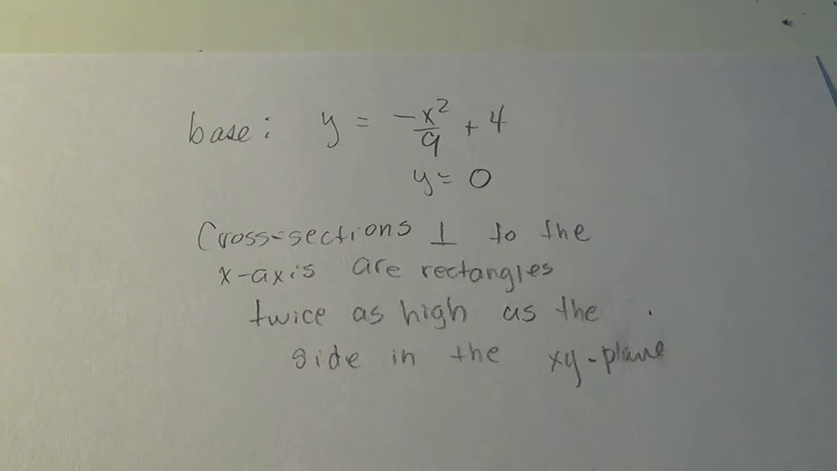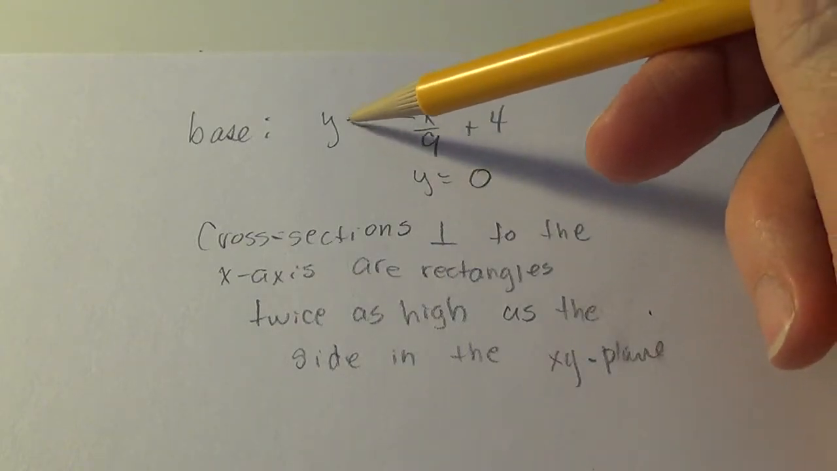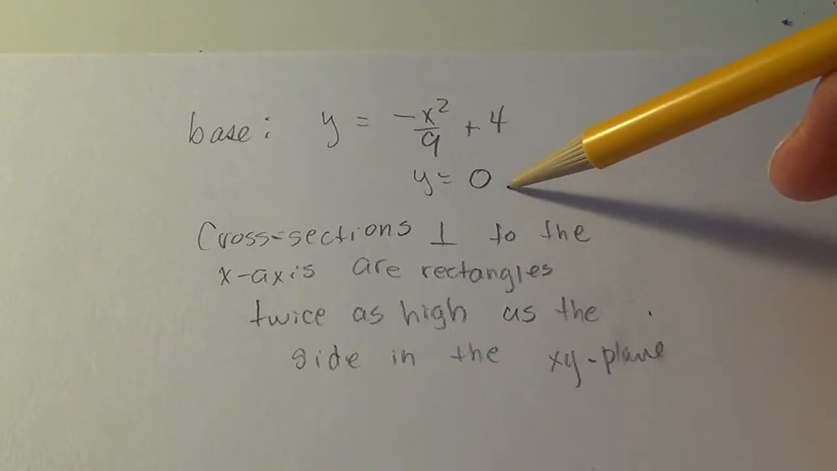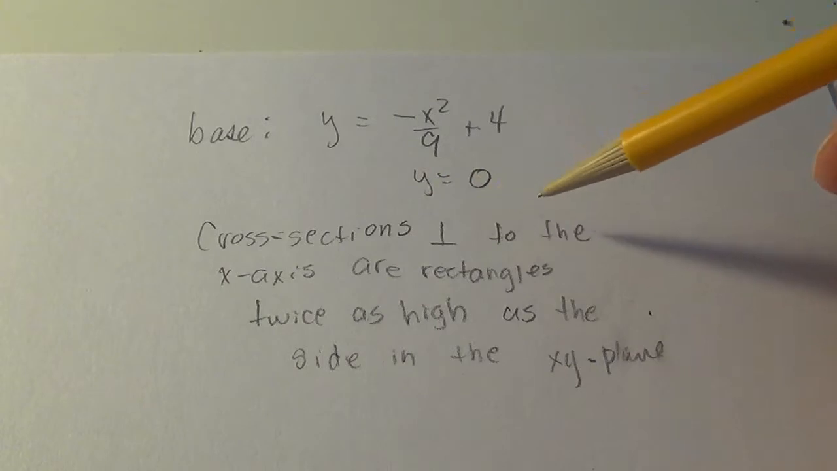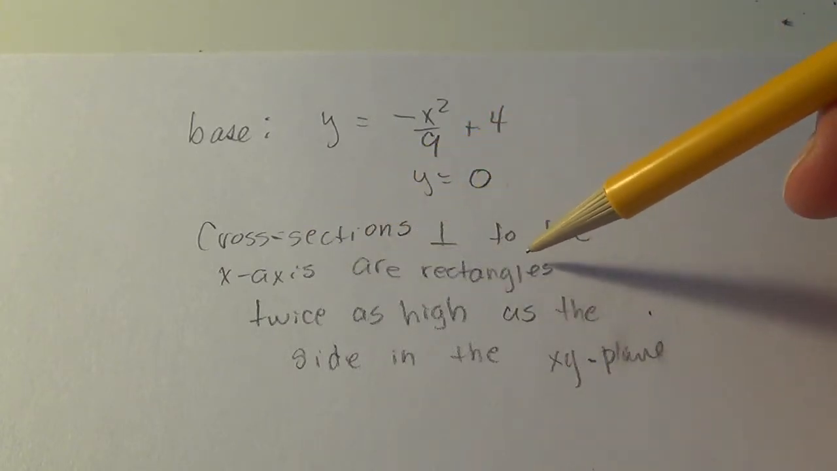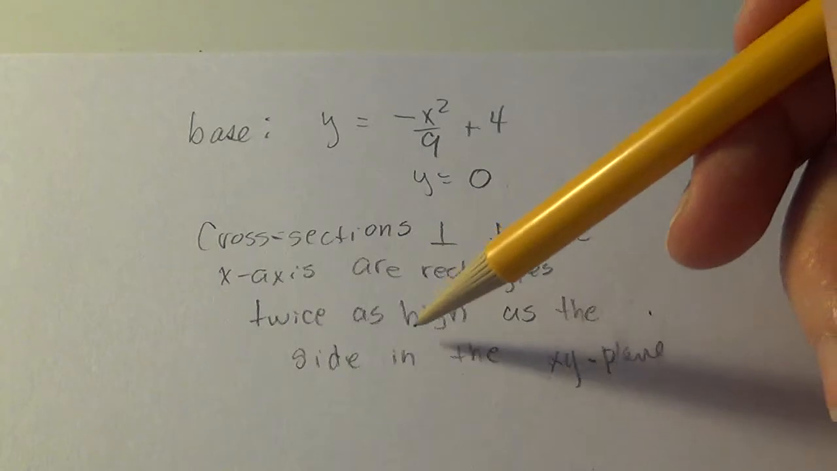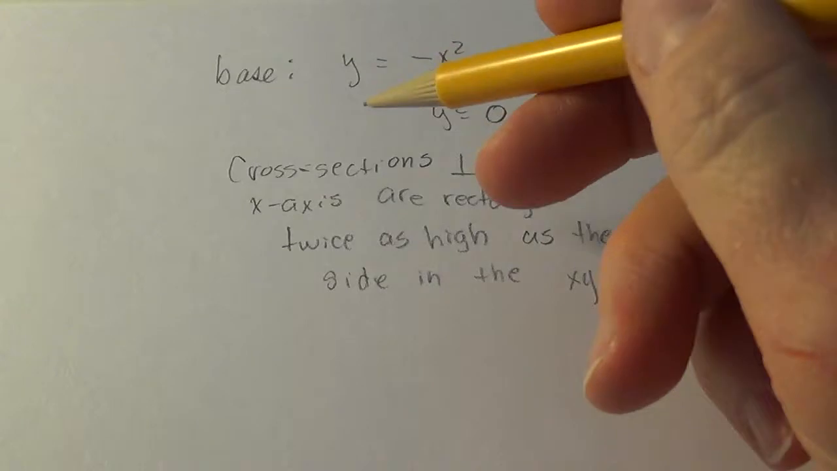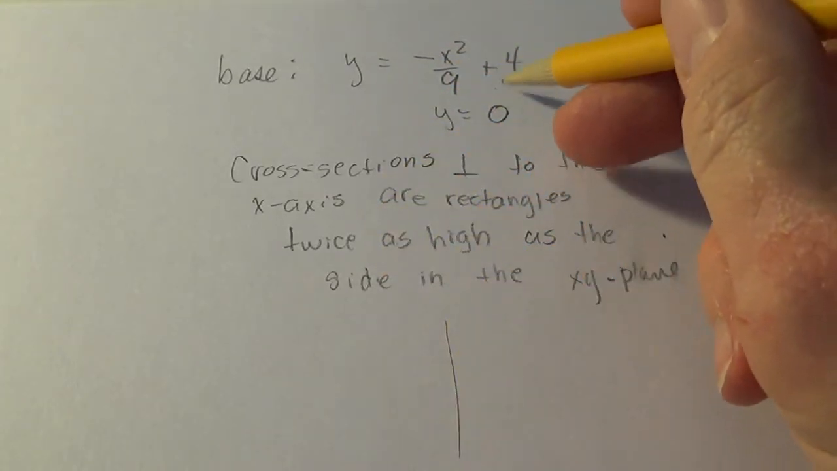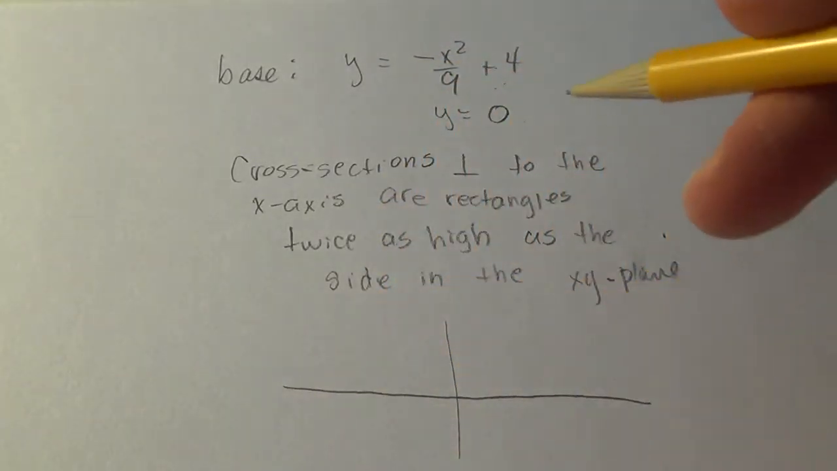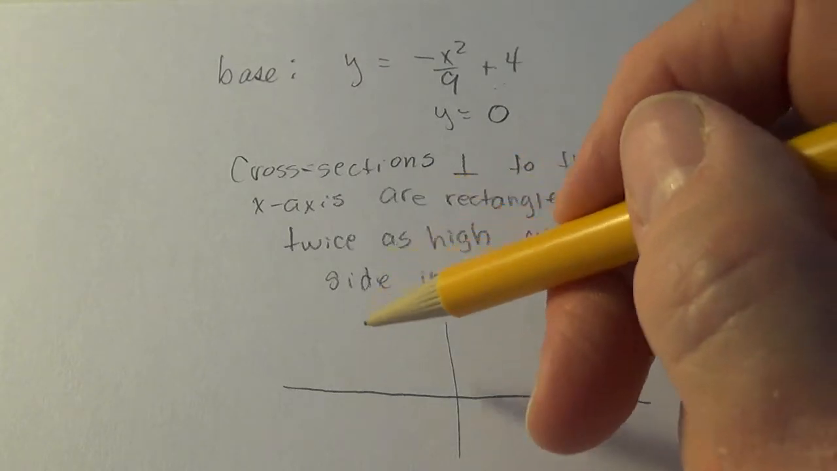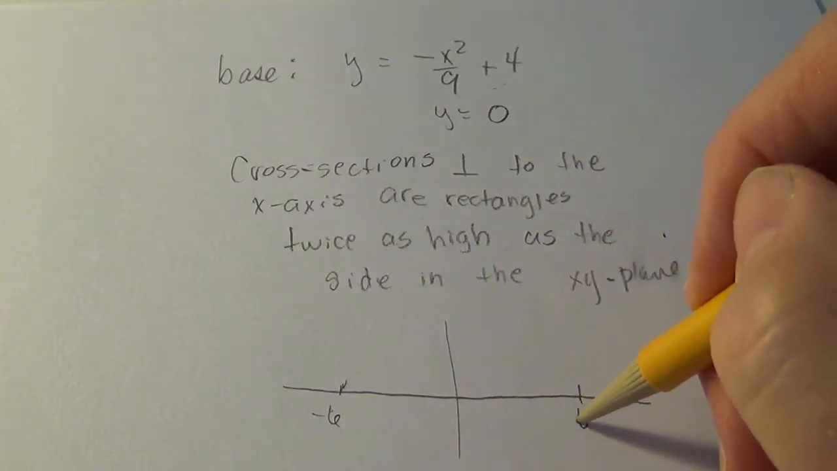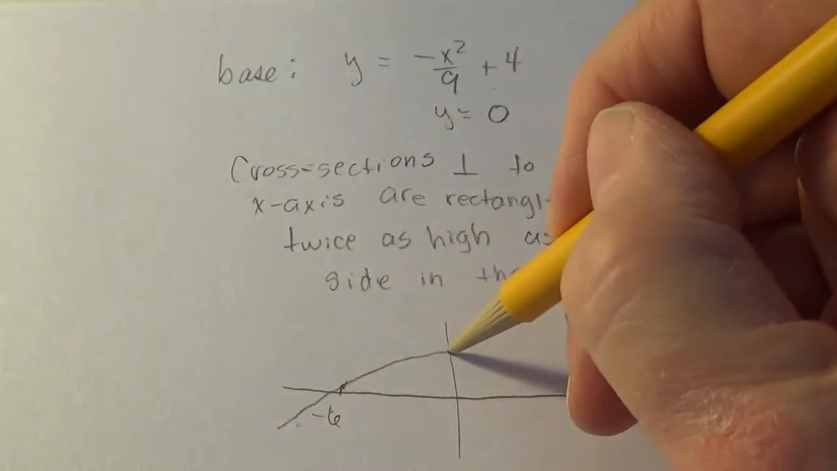So this one, the base of our figure, is enclosed between this function and y equals 0. That's the x-axis. The cross sections perpendicular to the x-axis are rectangles twice as high as the side in the xy plane. So let's make some sense of that. And when I put that one in the calculator, it turned out to be parabolic, and it crossed at -6 and 6, and it went like this.